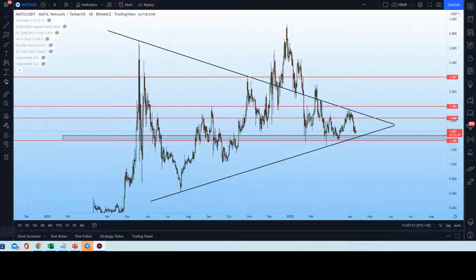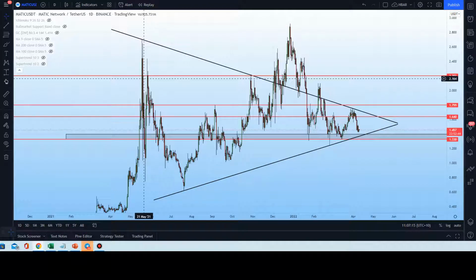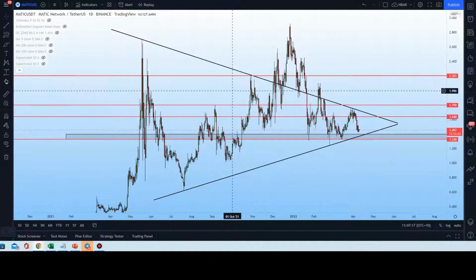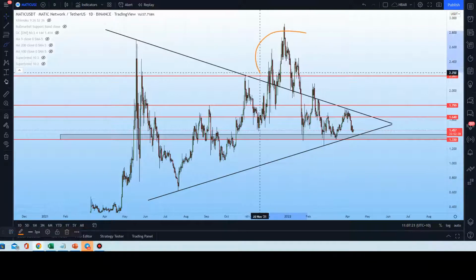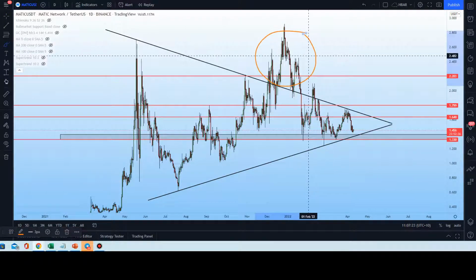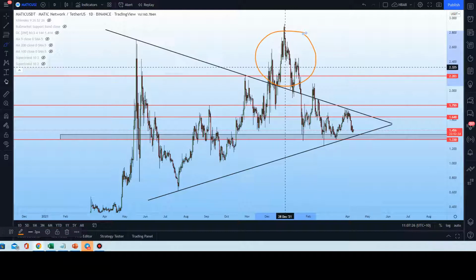Let's get straight into it. So what we're seeing on the chart here, obviously we're looking at the daily chart to start off with. We're seeing this symmetrical triangle formation, and we saw this huge overextension within this symmetrical triangle around December, which is when the market kind of popped off that blow off top we had on the Bitcoin chart.